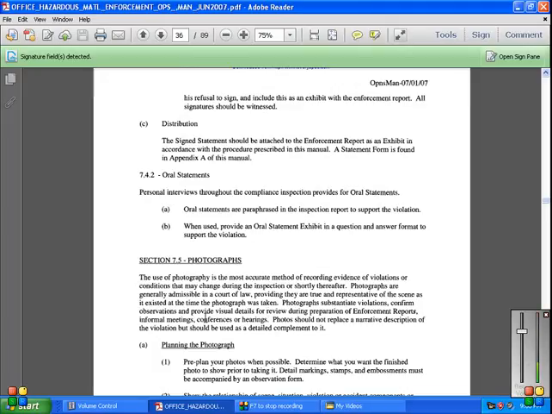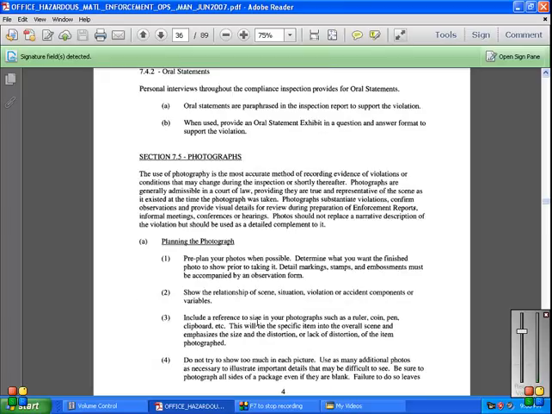Photos should not replace a narrative description. The violations should be described in detail to complement the photographs. Planning the photograph: prepare the photos when possible. Determine what you should finish in the photo to be shown prior to taking it. Detailed markings, stamps, and embellishments should be accompanied by an observation form. Show the relationship of the scene, situation, violation, or accident components.